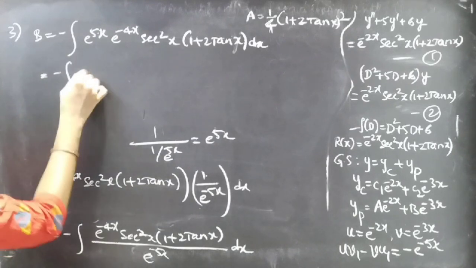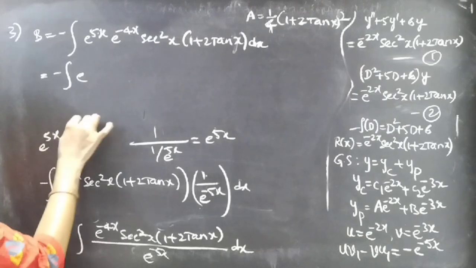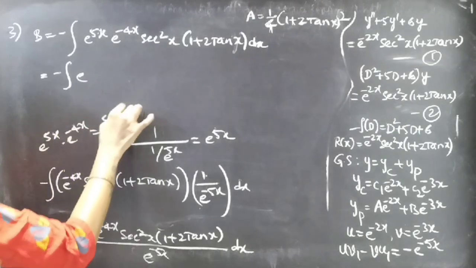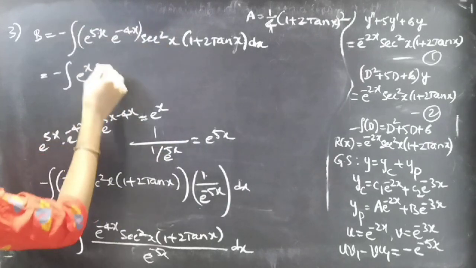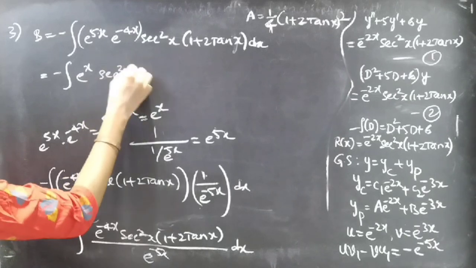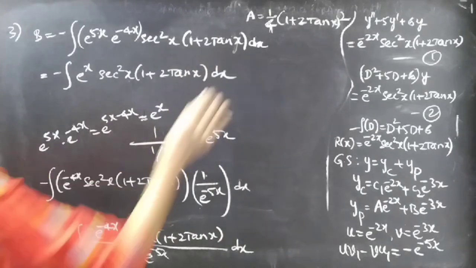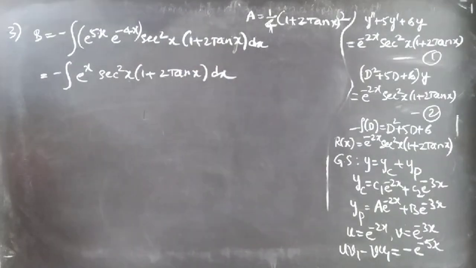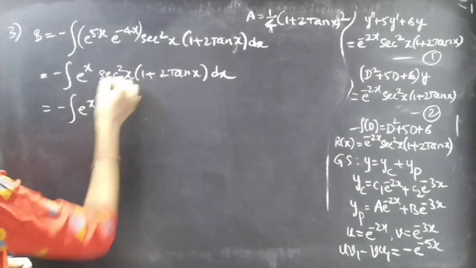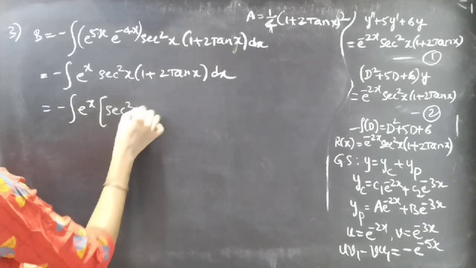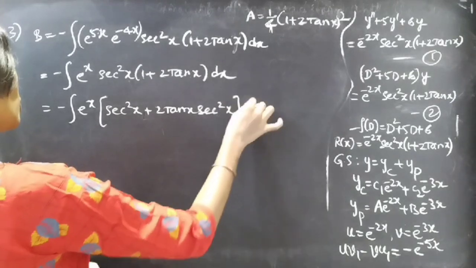Equal to minus integral e power 5x into e power minus 4x is e power 5x minus 4x, which gives e power x, right? We can replace it with e power x. You'll get e power x into secant square x of 1 plus 2 tan x into dx. This gives us minus integral e power x into, now multiply these two terms with secant square x, we'll get secant square x plus 2 tan x secant square x into dx.